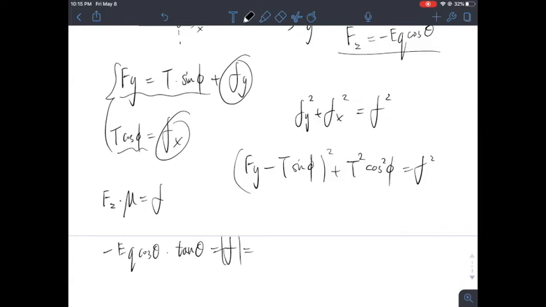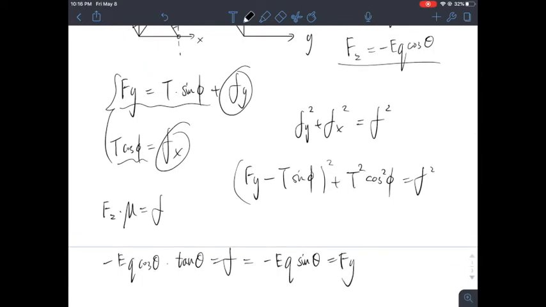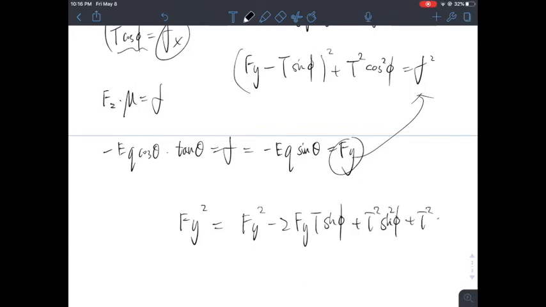Then what is Fz? Fz is negative q times Eq times cosine theta. Then the coefficient of friction is tangent theta. So we get F equal to negative Eq times sine theta, which is exactly equal to Fy, if you remember. Then we plug in Fy equal to F into our original equation. We can now solve for t.